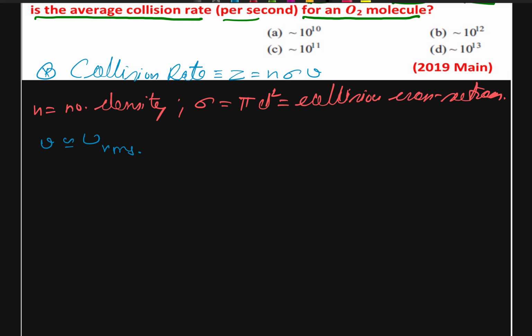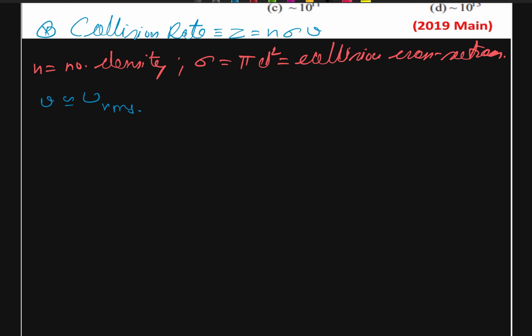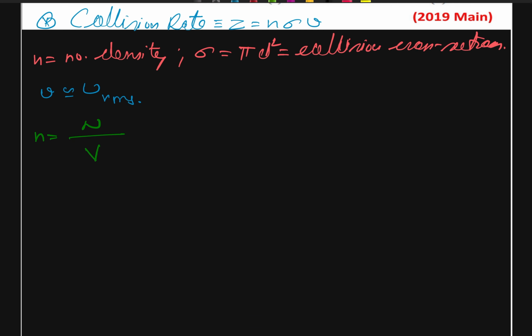Okay. So let's find out all these parameters. We start with number density, that is N is equal to capital N, that is the number of oxygen molecules in total, so we get N is equal to 1 into 6.022 into 10 to the power 23, and volume is 25 into 10 to the power minus 3. Therefore we get N is approximately equal to 2.409 into 10 to the power 25.